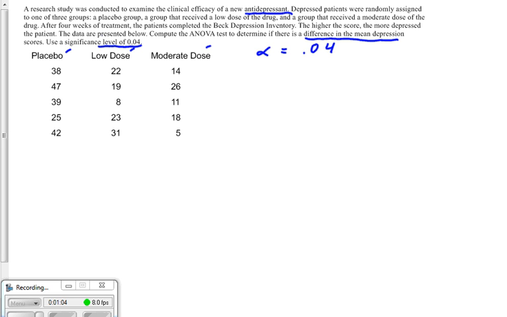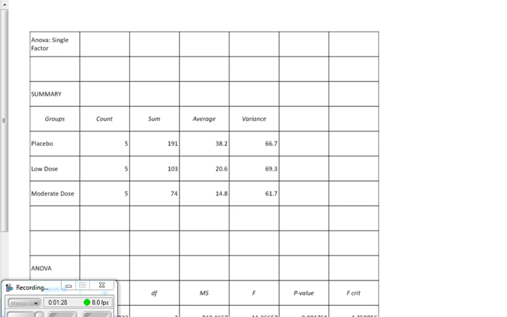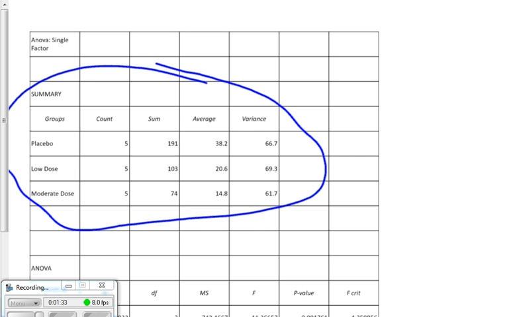The first thing to do would be to enter that data into Excel or an online calculator or even your TI-83s. I have already done that. Here's the data that I entered. And then the results. Scroll down.